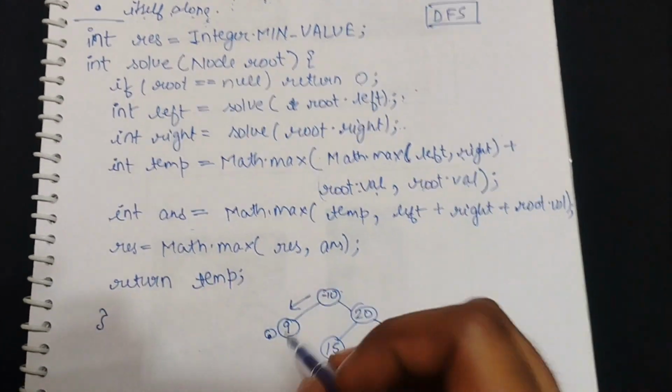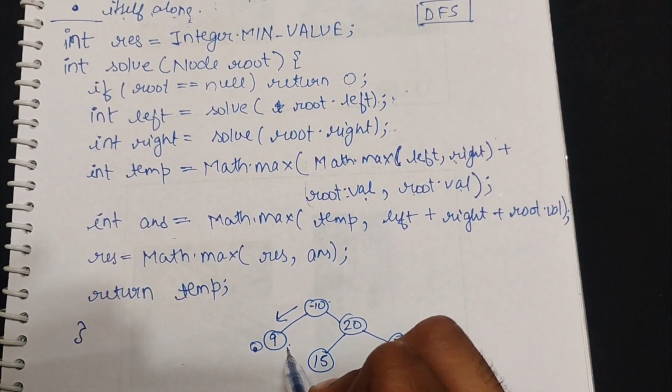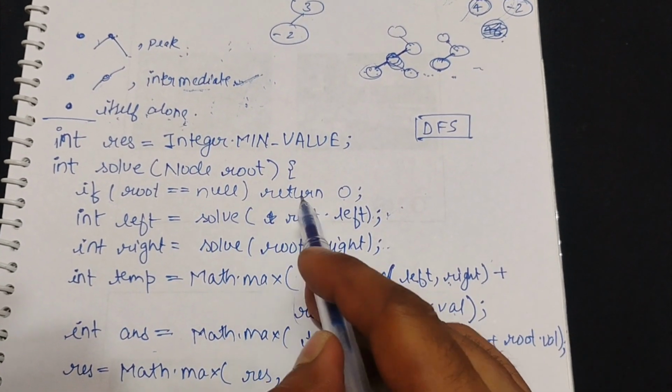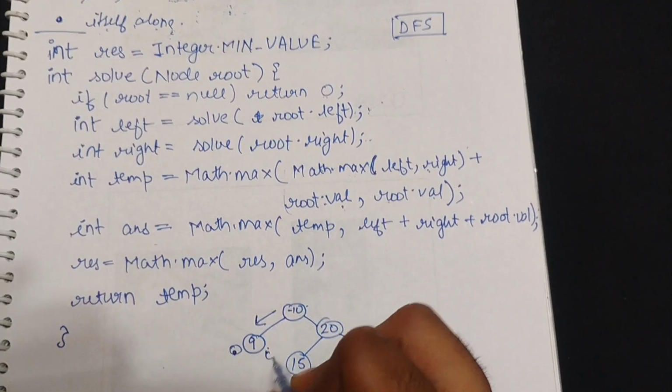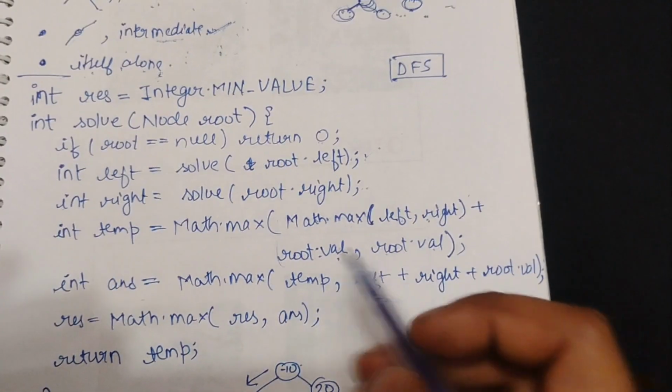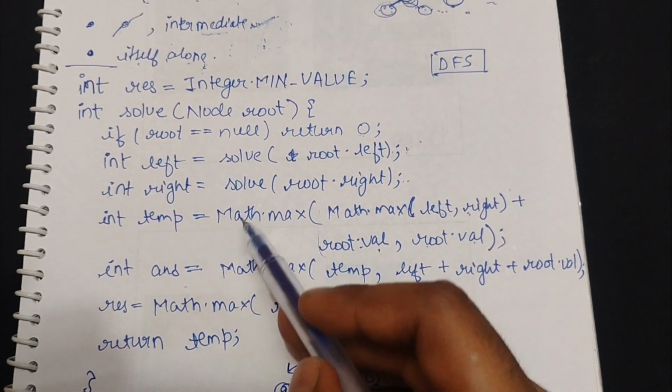It will say root dot right. 9 has null from right. It will say if root equals to null, return 0. 9 has 0 from left, 0 from right. Now it will calculate all these three.